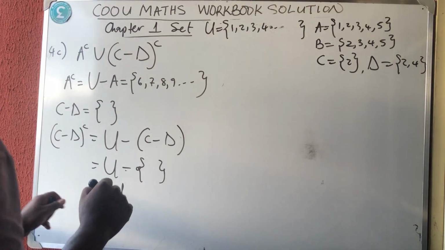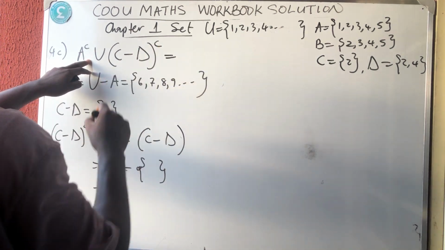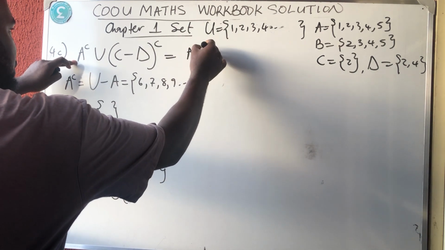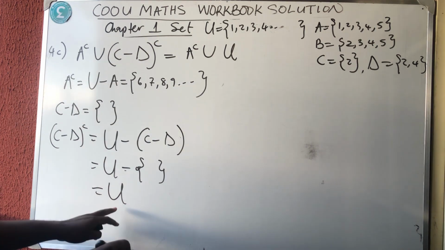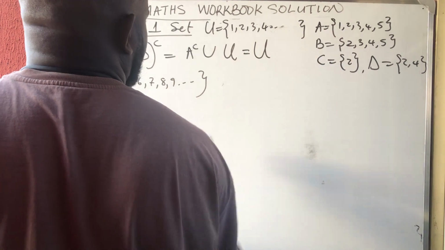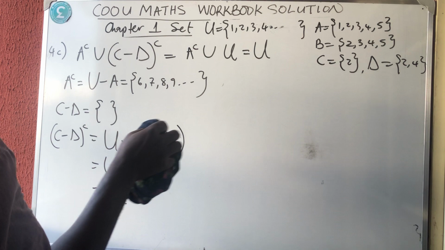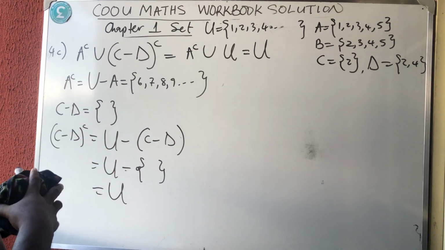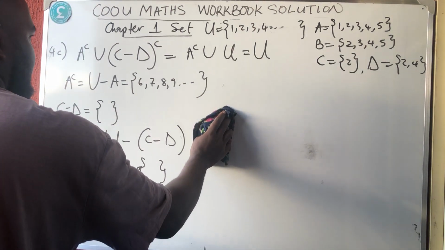So we want to unite these two. It will now be A complement union the universal set, because this one gave us the universal set. If you unite with the big one, you still get the universal set as your answer. Union means bring them together, like bringing you and your family together makes a big family. So the universal set is the answer to 4C.